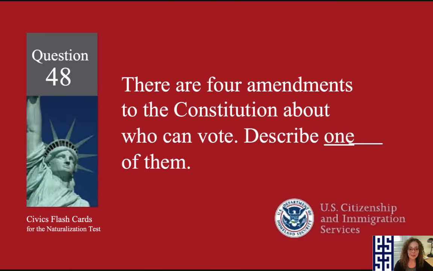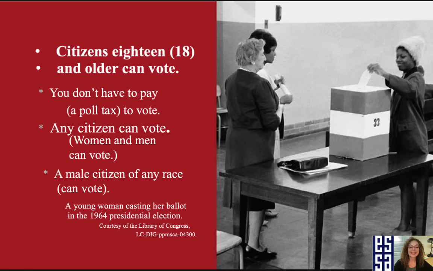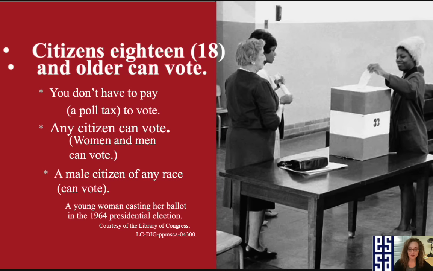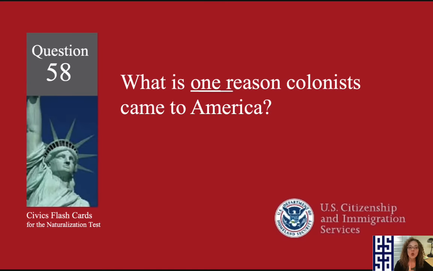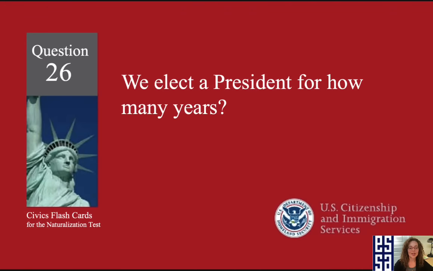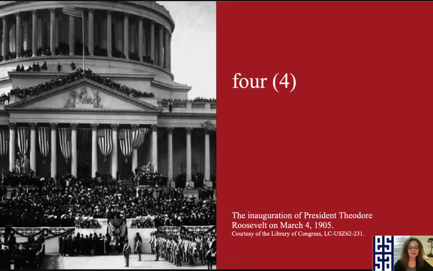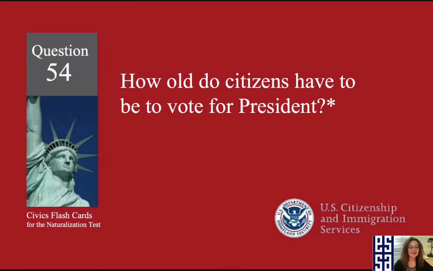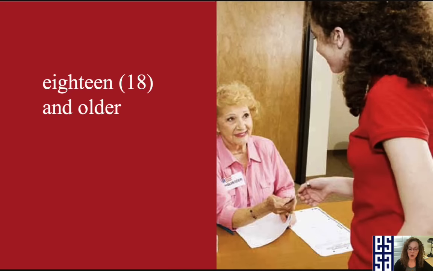There are four amendments to the Constitution about who can vote. Describe one of them. Citizens 18 and older can vote. What is one reason colonists came to America? For freedom. We elect a president for how many years? 4. How old do citizens have to be to vote for president? 18 and older.